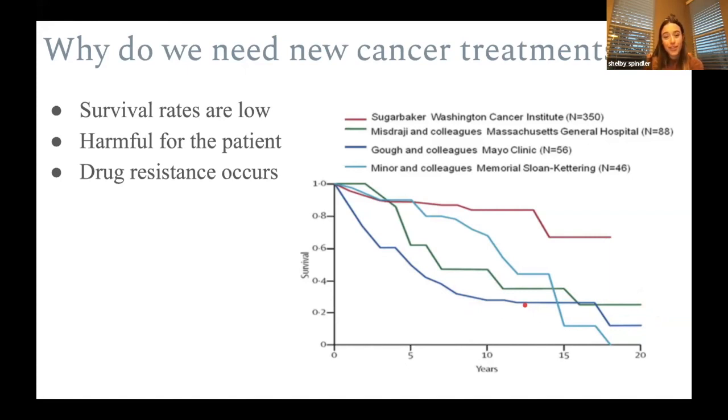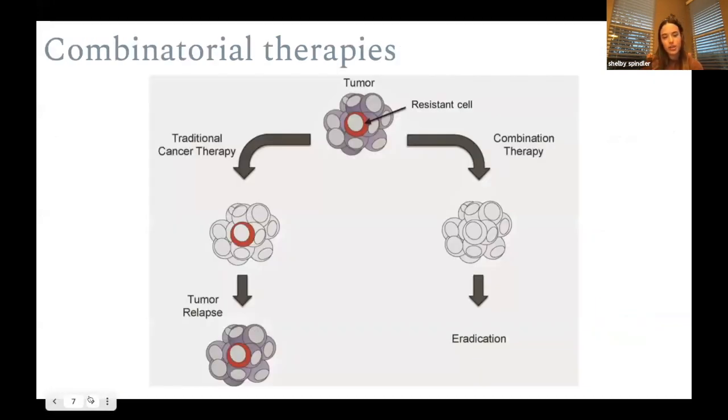And that's awful. It's really harmful for the patient, especially with chemotherapy as a treatment, because some of them can be so toxic. There's a very fine line between killing the patient or killing the tumor. And then there's a lot of drug resistance too. This next slide shows a great depiction of that.